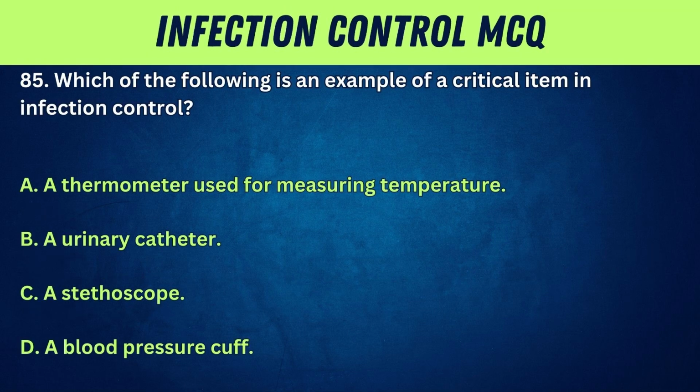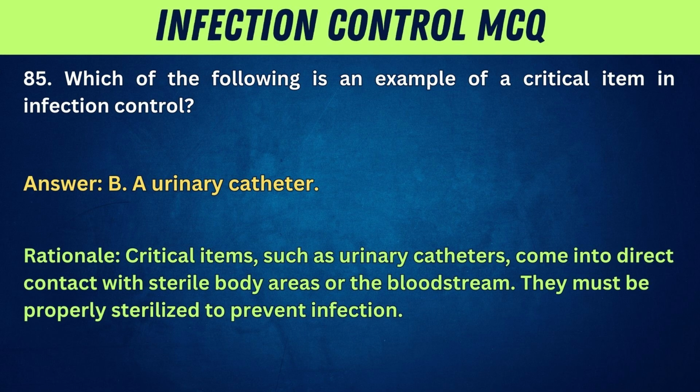85. Which of the following is an example of a critical item in infection control? A. A thermometer used for measuring temperature. B. A urinary catheter. C. A stethoscope. D. A blood pressure cuff. Answer. B. A urinary catheter. Rationale. Critical items, such as urinary catheters, come into direct contact with sterile body areas or the bloodstream. They must be properly sterilized to prevent infection.